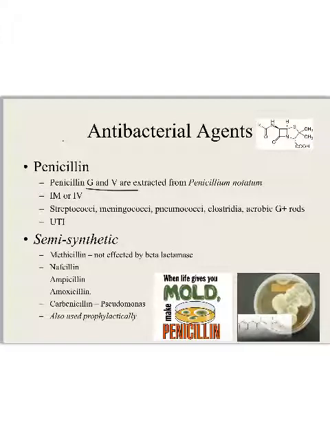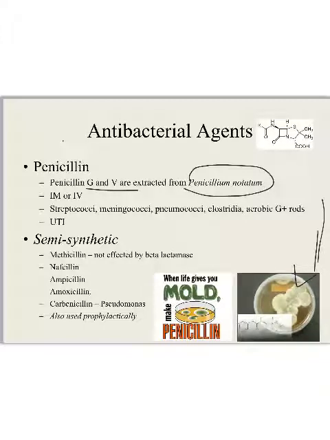Highlighter to work. Okay, so the penicillin G and V are the original ones, and they came from this fungus, Penicillium notatum, which is actually from cantaloupe, and it looks all green and fuzzy. So these have to be given IM or IV because they break down if they're digested. They're effective against streptococci, meningococci, pneumococci, Clostridia, and then aerobic gram-positive rods. Sometimes they're used for urinary tract infections.